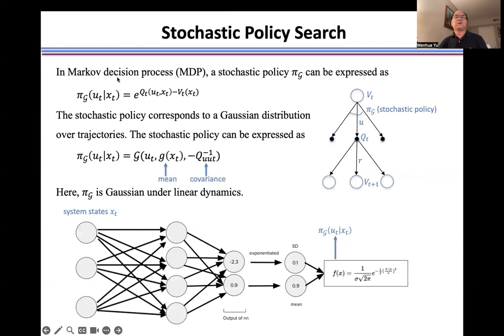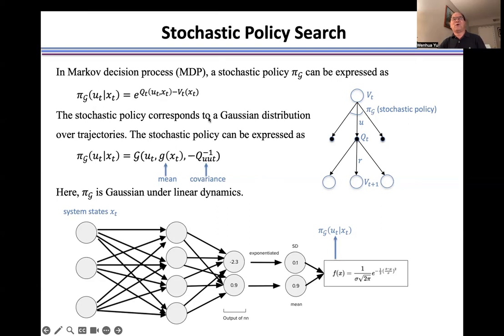So in the Markov decision process, a stochastic policy can be expressed in this formulation, because here is the state value function. Here is the action state value function. The policy decides what action is selected under the policy pi. So the pi can be expressed in this exponential formulation.